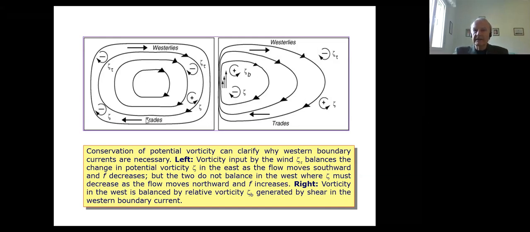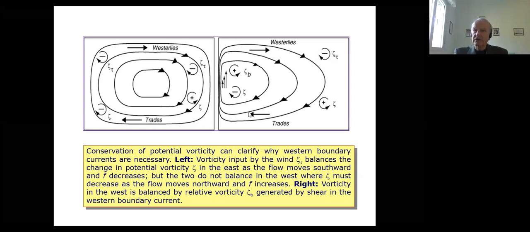The wind, as you can see from here, imparts negative vorticity into the ocean. So here is the negative vorticity input. Due to the input of relative vorticity, which is negative, the water particle has to move southward. So it moves southward, and so you have these changes: it gains positive planetary vorticity.